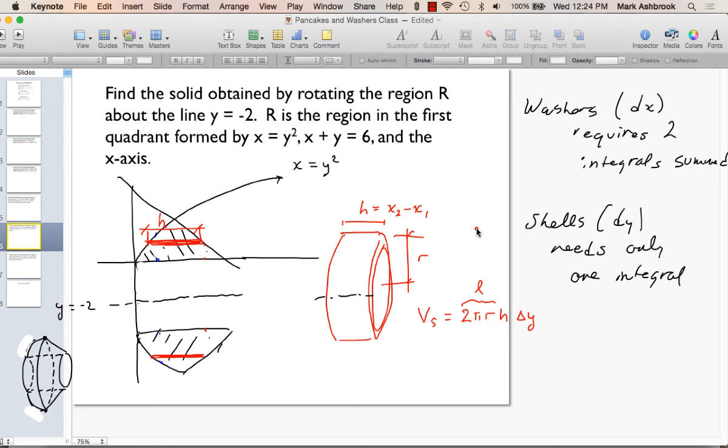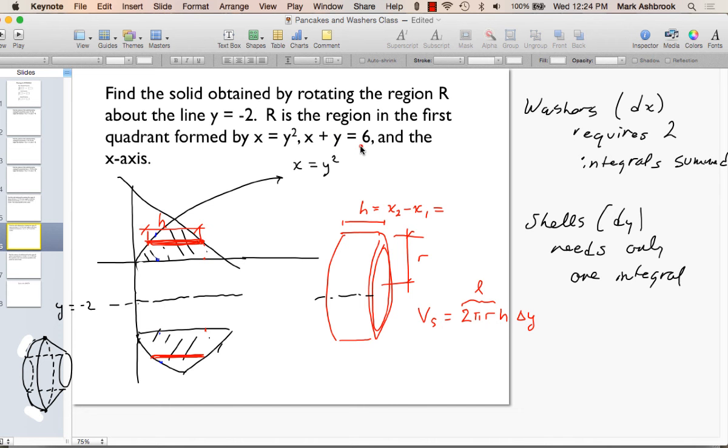So you told me it's a change in x. So that height is a change in x, x2 minus x1. Now, are we going to need to change this to be in terms of y? Yes, because we're doing delta y. So what is x2 in terms of y? That's the x coordinate of this point in terms of y.